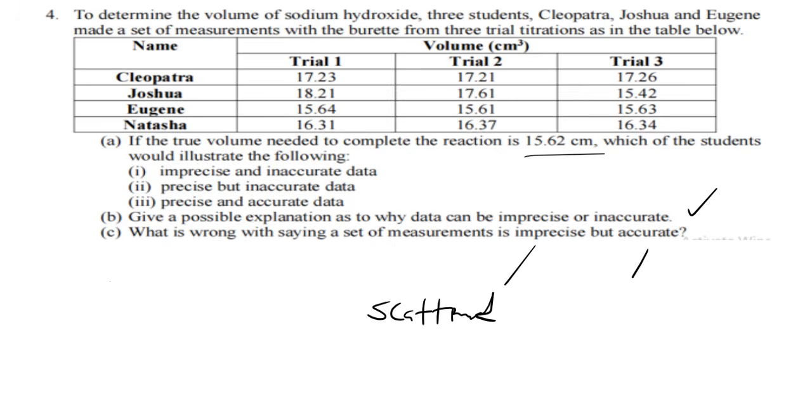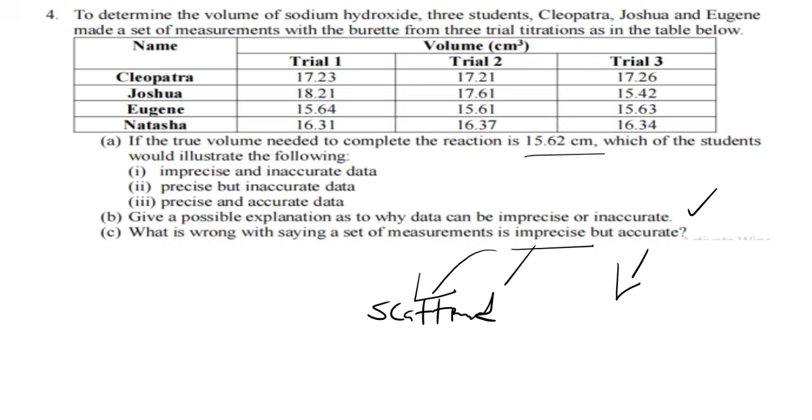Now if you say this data is imprecise, meaning the values are very scattered, they cannot be very close to the true value, which is accurate. If data is accurate, the values must cluster around the true value. So you can't say imprecise but accurate. That's why they're saying it is wrong. You cannot have scattered values that still consistently represent the true value. So it's contradictory. What we can conclude is that accuracy itself requires at least some degree of precision.